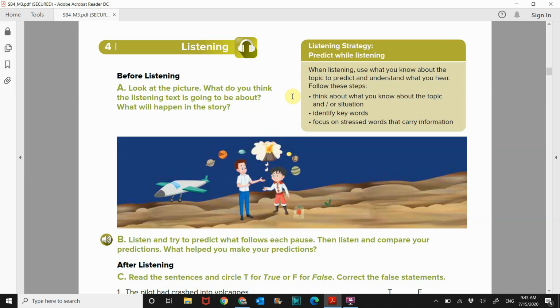Follow these steps. Think about what you know about the topic and/or the situation. Identify keywords and focus on stressed words that carry information. So if someone puts emphasis on something, that means it's probably important. So pay attention. If something is repeated, that usually is an indicator that it is important as well.